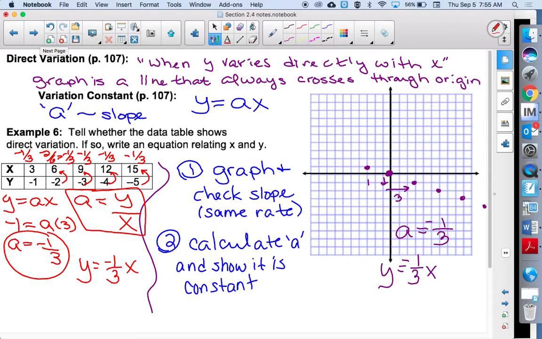So direct variation is still a line. It's a line that goes through the origin, and it has a consistent rate of change. It's changing at the same rate from one point to the next. Questions?